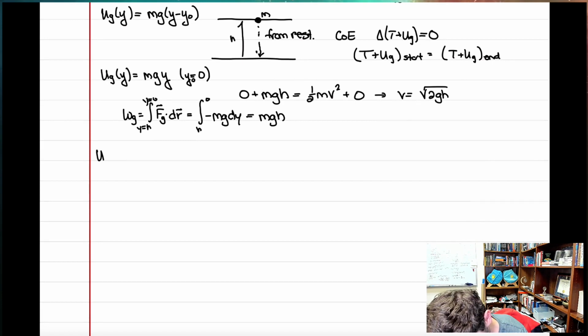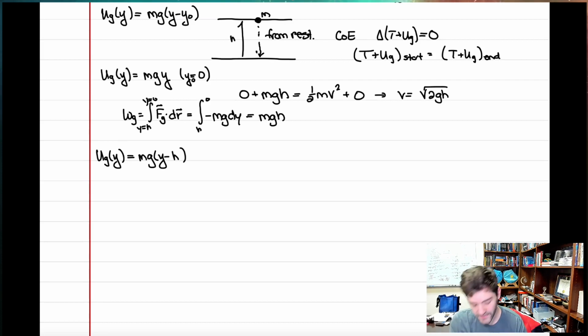But what if I instead say that the potential energy is 0 at the top? So I say that my potential energy function is y minus h in this case. Well, conservation of energy still applies. My potential energy at the top is 0, because y equals h.